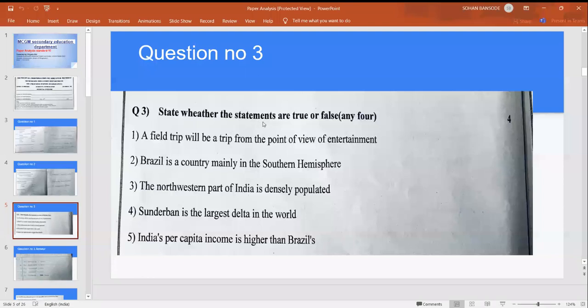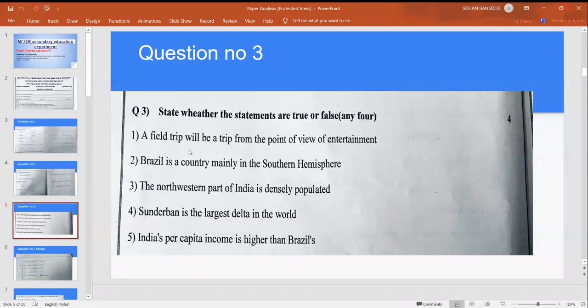Okay, so now this is question number 3. Here we'll read the question first. State whether the statements are true or false, any 4. That means the 5 statements are provided to you, but among them you have to attempt only 4, because question number 3 carries 4 marks. Okay, we'll read the sentences one by one, and after that we'll move toward the answer.